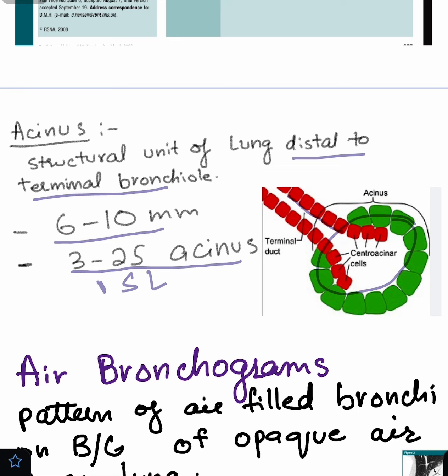On the CT scan, they are usually not visible unless there is an accumulation of pathological material, and they can be seen as poorly defined nodular opacities on the chest radiograph.